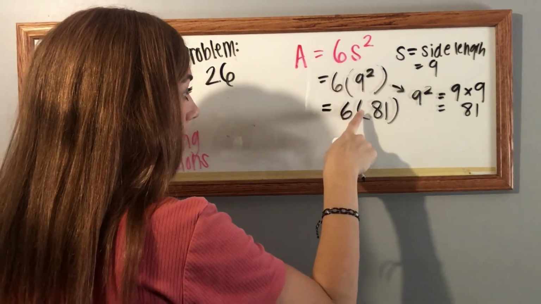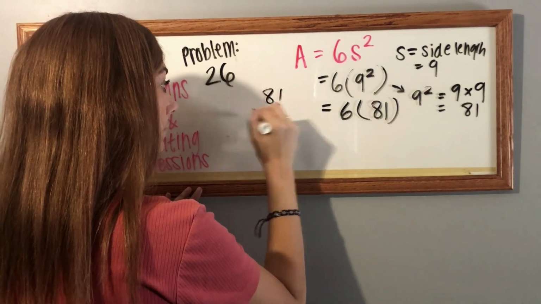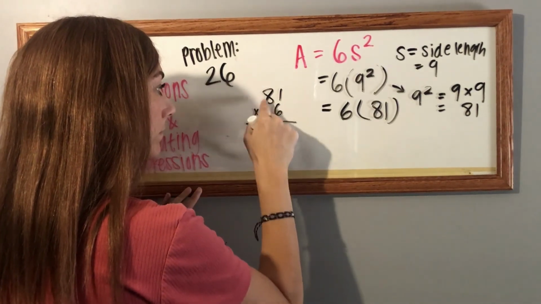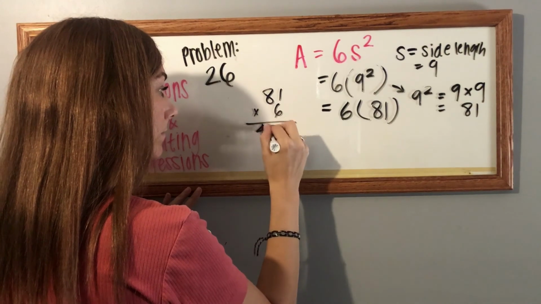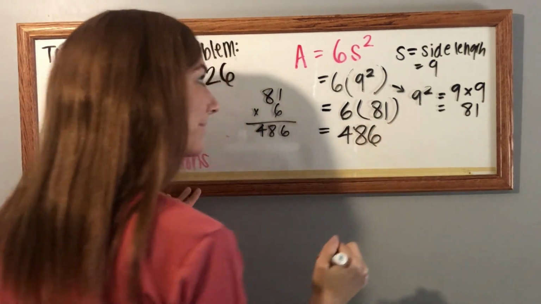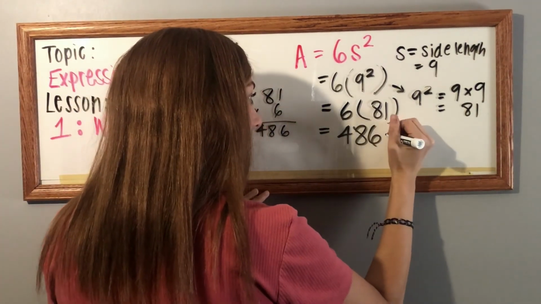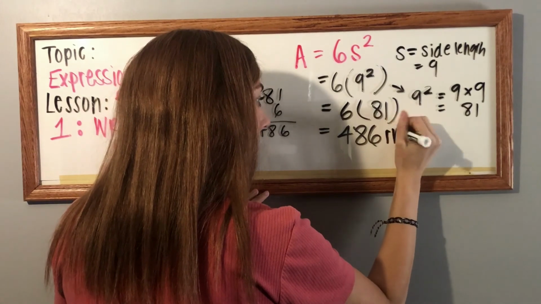So now I've got 6 times 81. So I'm going to do 81 times 6. 6 times 1 is 6. 6 times 8 is 48. So I know that the surface area is 486 square inches.